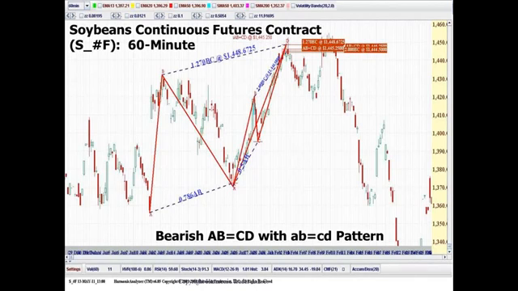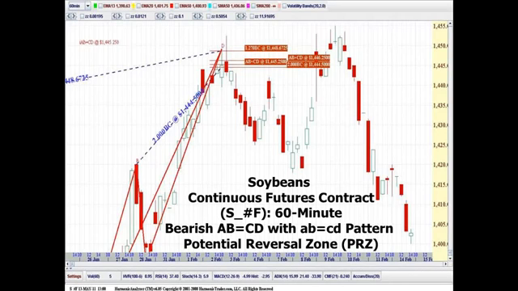Looking at this chart of soybeans, the continuous futures contract on a 60-minute basis, again, we have multiple ABCD patterns that converge very close together to define ideal harmonic resistance. The important thing to note is how the price action stalled immediately after testing all the numbers in the zone.